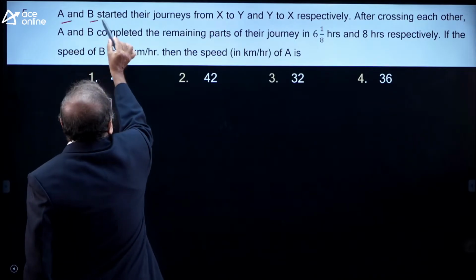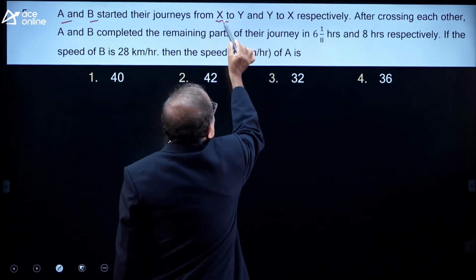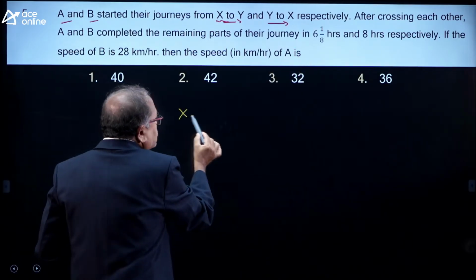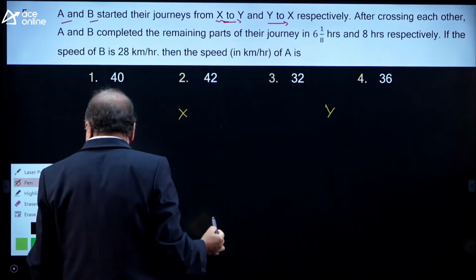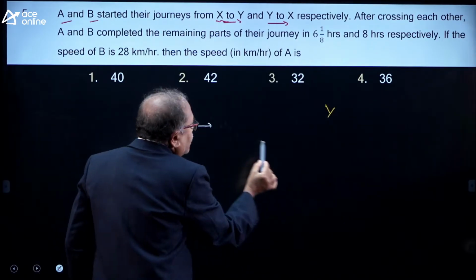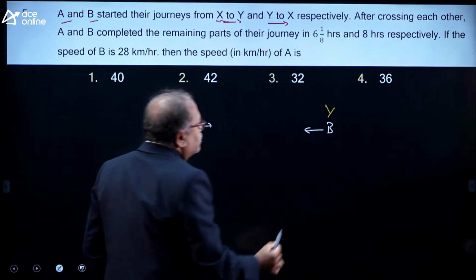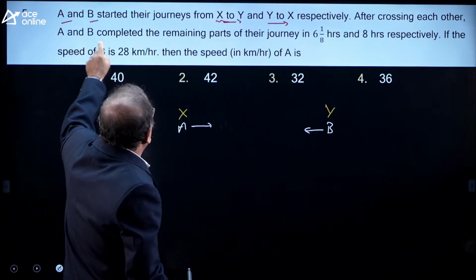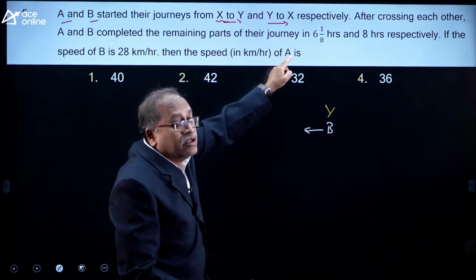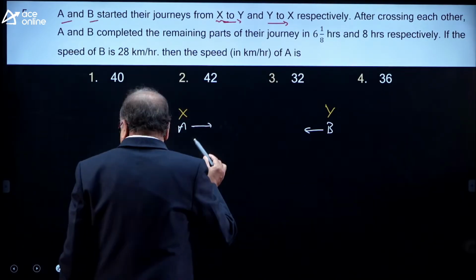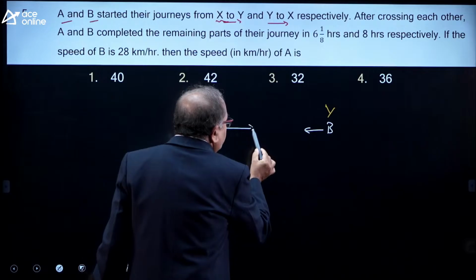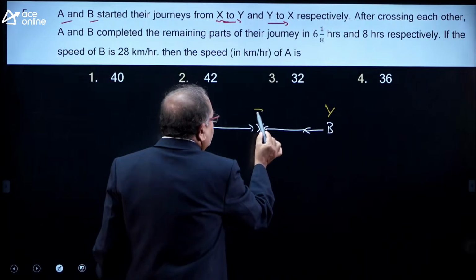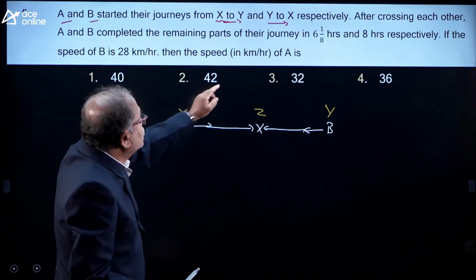It says that A and B start their journey from x to y and y to x. So, that means there are two places, this is x and this is y. A starts his journey from x to y, and B starts his journey from y to x. Now, after crossing each other, A and B complete the remaining part of the journey in these many hours. So, they cross each other, and once they meet somewhere, let us say this is point Z. They are meeting at point Z, and after crossing, A takes how many hours?